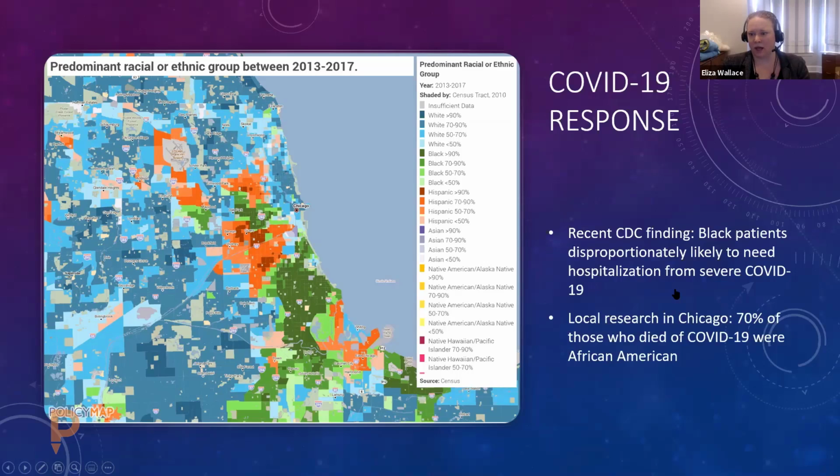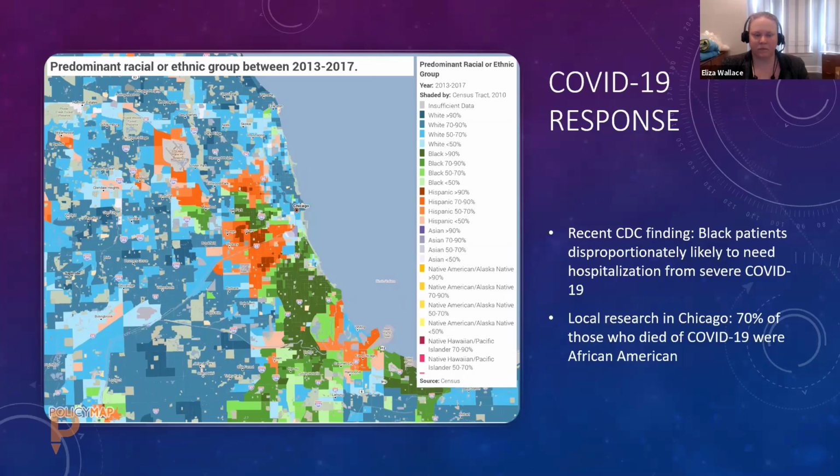There is a recent CDC finding that shows that Black patients are disproportionately likely to need hospitalization from COVID-19 as well. So there is some kind of racial disparity. So what I've shown you here is a zoom in of Chicago. This is a map of predominant race and ethnicity in Chicago. So you can see some areas that are the sort of northern area, which is predominantly white. You can see 2 areas that are predominantly Black and another 2 that are predominantly Hispanic or Latino. So just kind of keep that in mind.